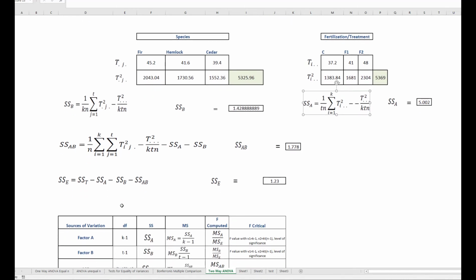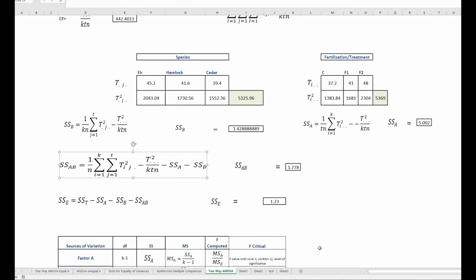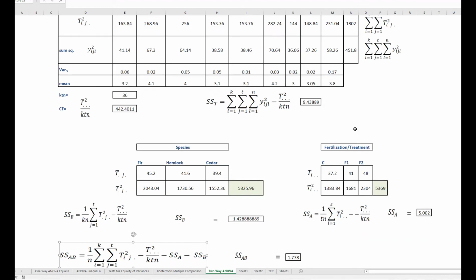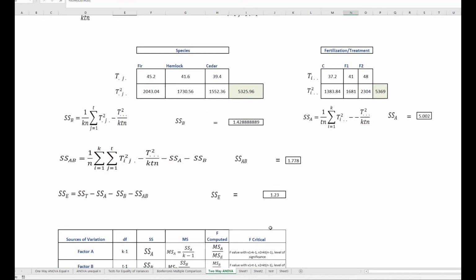Okay. And then for the interaction, you have to do a little bit more calculation, but we already found all these values. So you can see that this is the Tij dot square. That's what we found already in here. That means whenever we took the squares of those sums, then we found them. And then this is 1802. So you can add that value, and then SSA, SSB, you already found them for the fertilization and treatment, or treatment and the species. And then you also found the interaction. So that means you have to add all of them.